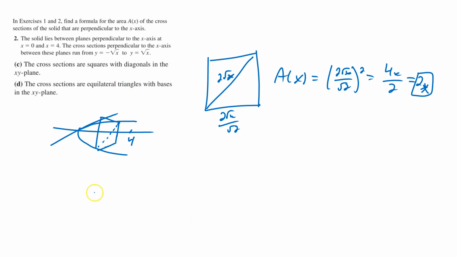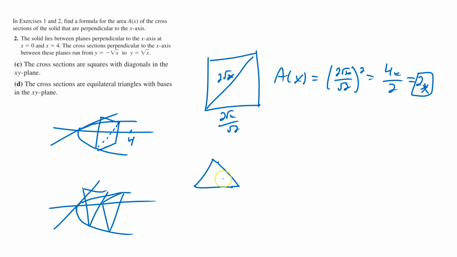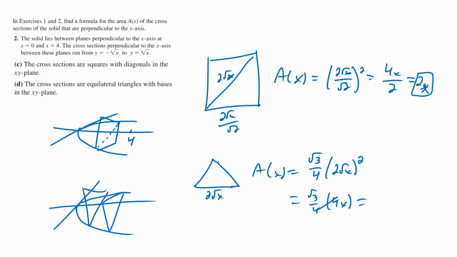Now they said they're equilateral triangles. So you can kind of see that they're getting some repetition in here, right? They're trying to get you to do the same thing over and over again. So we have equilateral triangles this time coming out, getting bigger and bigger as you go to the right. So if we have equilateral triangles, base length is going to be 2 root x. Area is root 3 over 4 times the side length squared, 2 root x squared. So that's root 3 over 4 times 4x. 4's cancel, it's just root 3 x. There we go.